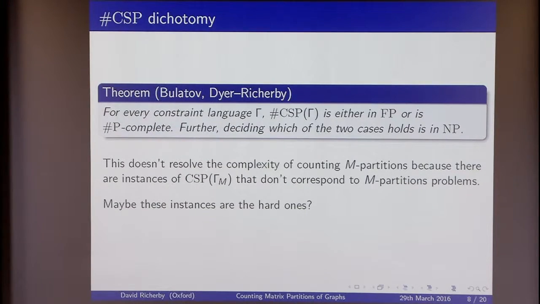Okay? So the CSP dichotomy doesn't actually resolve the complexity of matrix partitions, even though we can express matrix partitions as a CSP.